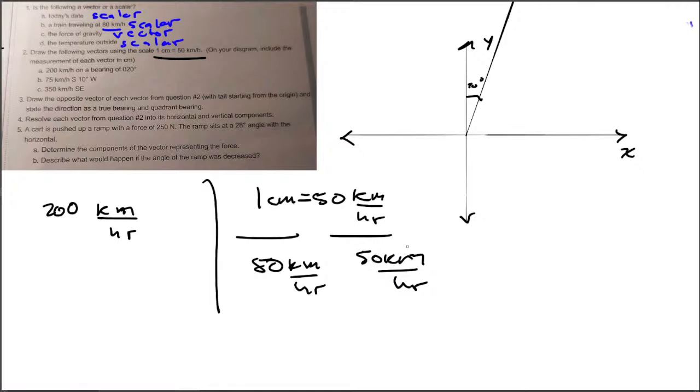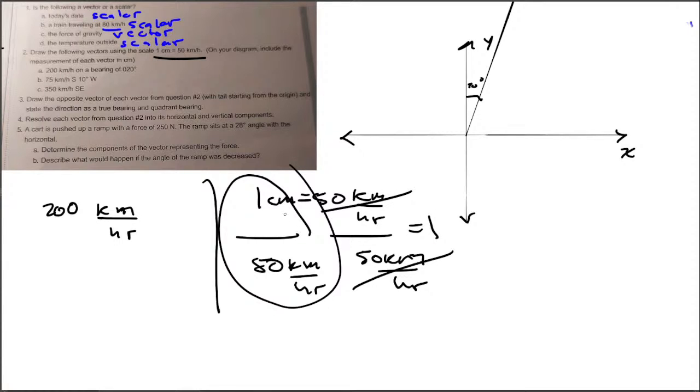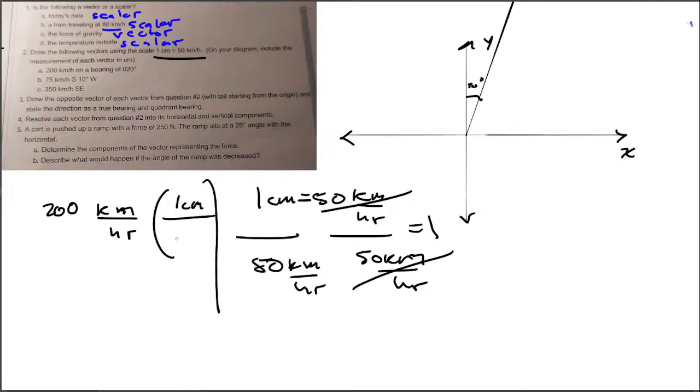Sorry about the handwriting here. So 50 kilometers per hour divided by 50 kilometers per hour is equal to 1. That means this conversion factor is equal to 1. And when something is equal to 1, you can multiply by it willy-nilly. You don't need to consider anything at all. So this is 1 centimeter divided by 50 kilometers per hour, and we multiply by that. That's how we get our conversion factor.